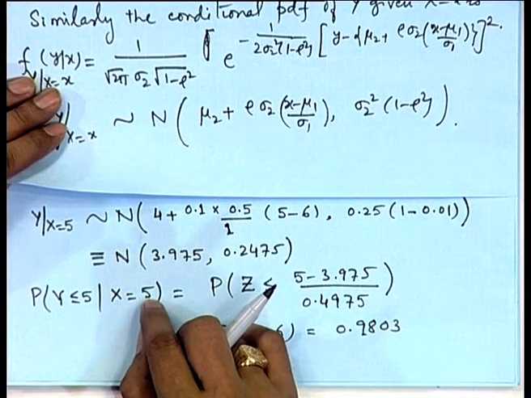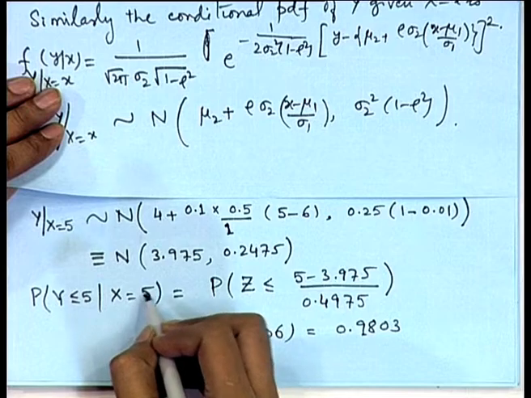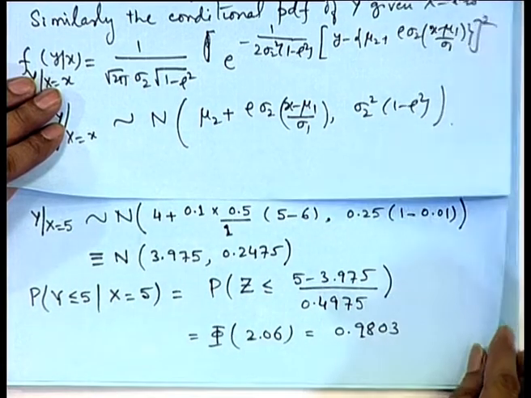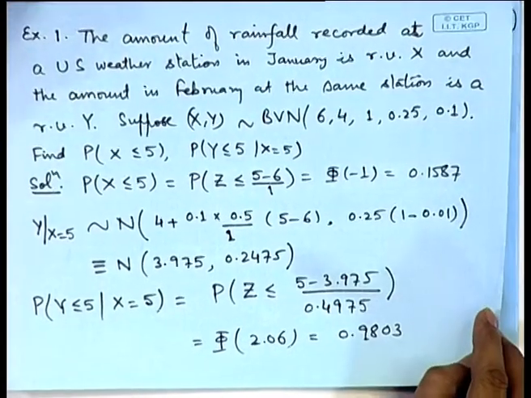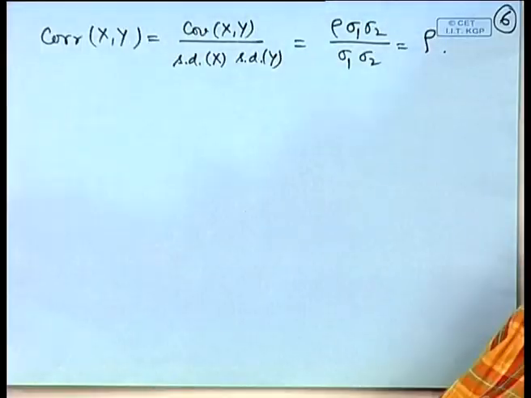Since the variables are correlated, it is affecting the probability of y also. Let us take up another example of a similar nature.